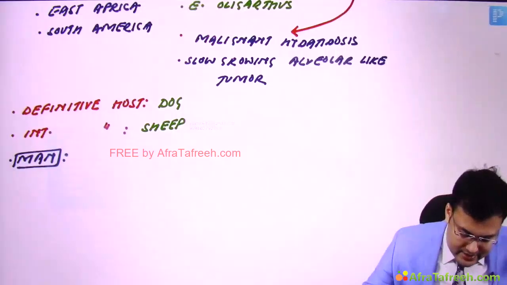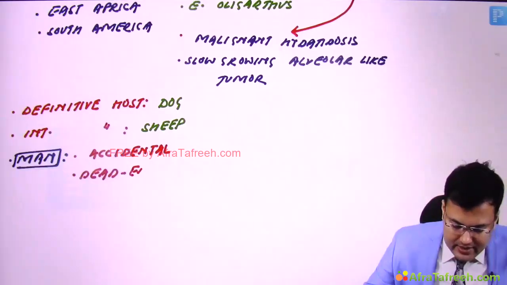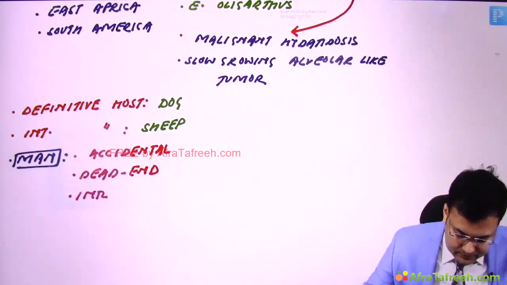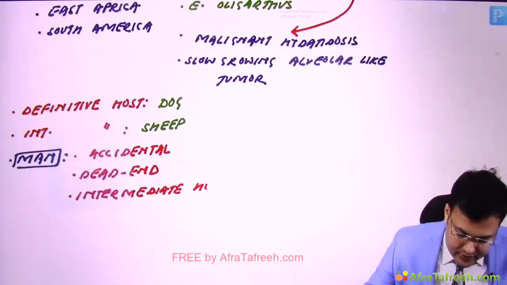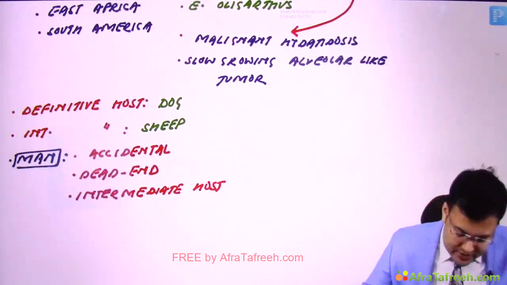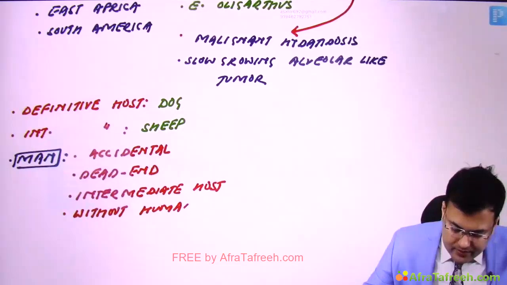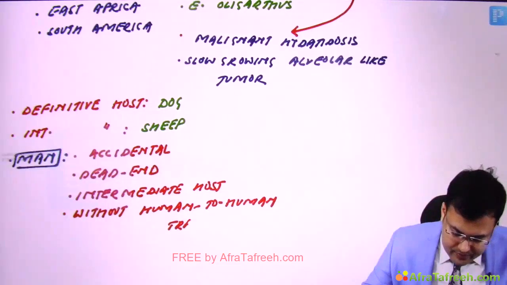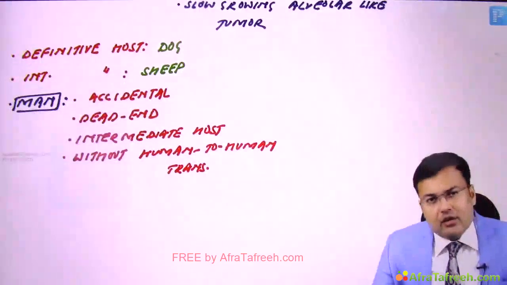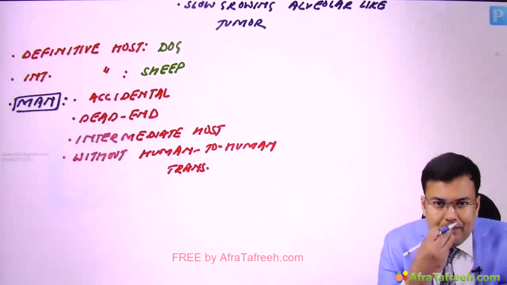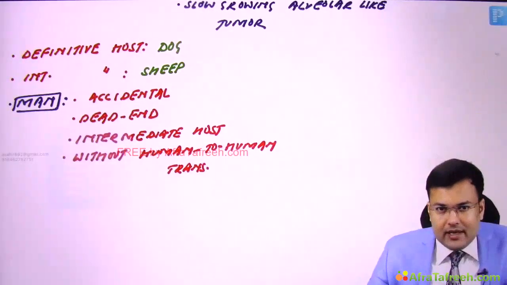So man is accidental, dead end, intermediate host, without human to human transmission. Right? Here also, what is the route of infection? It's the fecal-oral. Okay. Now just try to understand what is the life cycle.